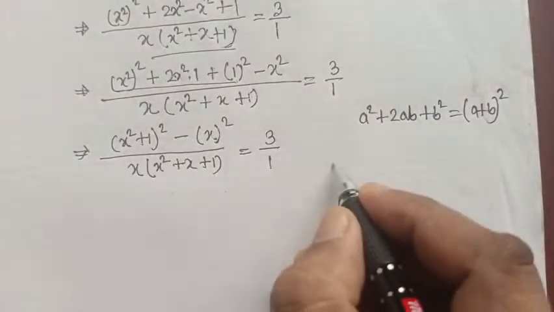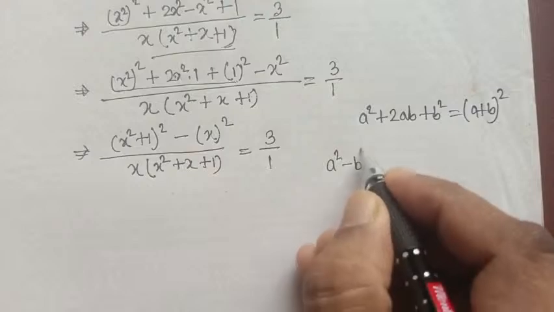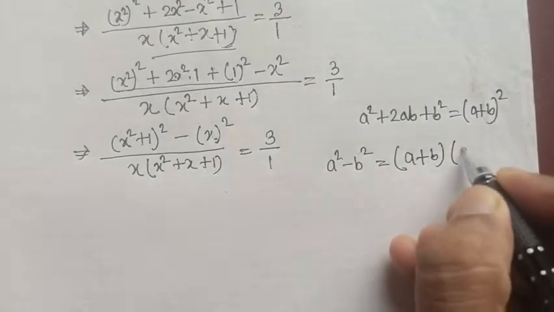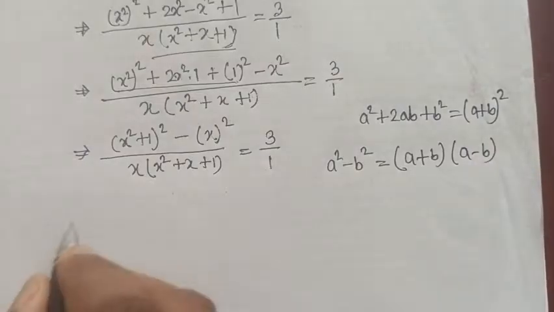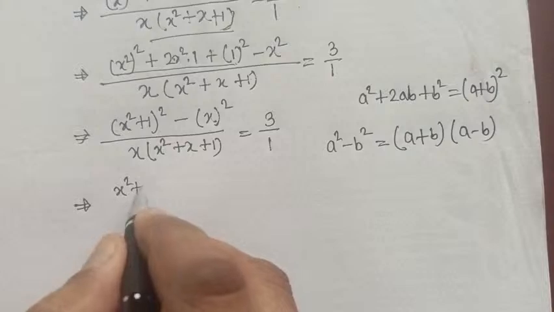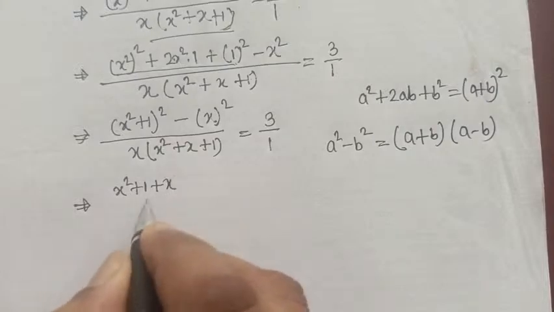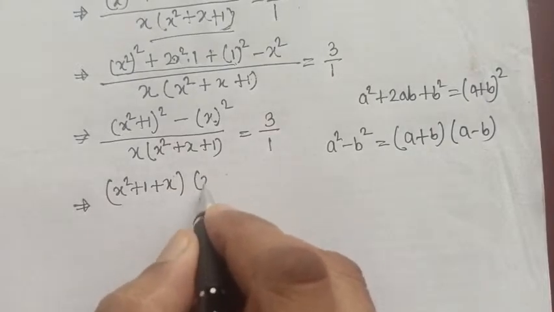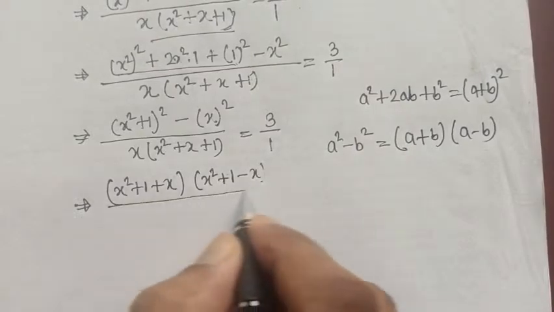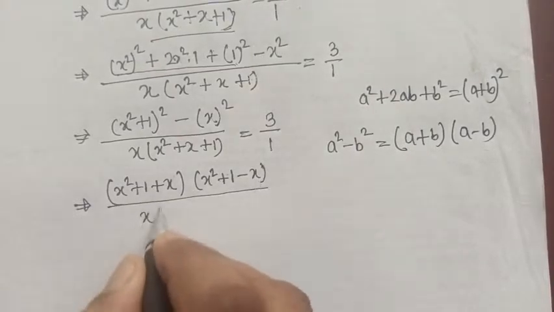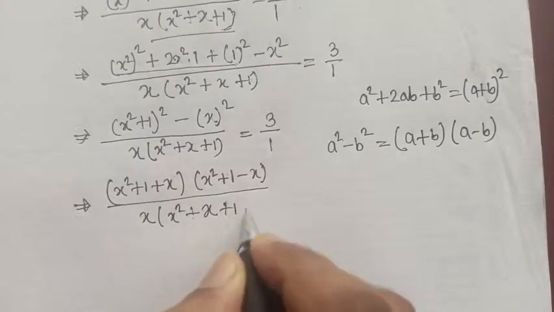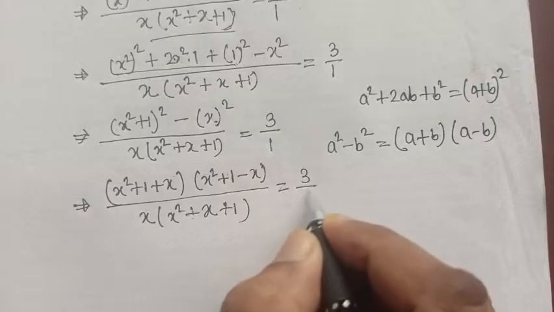Now we know the formula a squared minus b squared equals a plus b into a minus b. So we can express this as x squared plus 1 plus x, into x squared plus 1 minus x, by x into x squared plus x plus 1, that is 3 by 1.